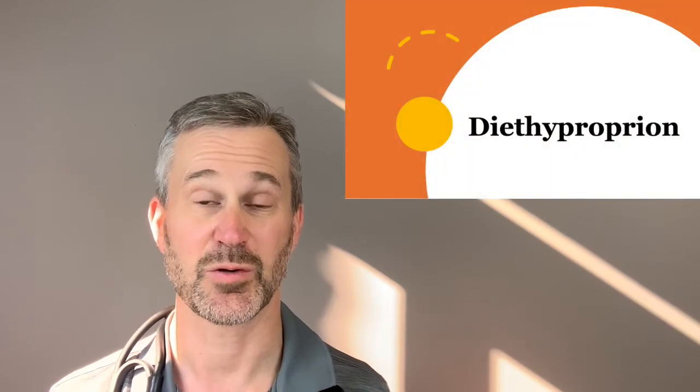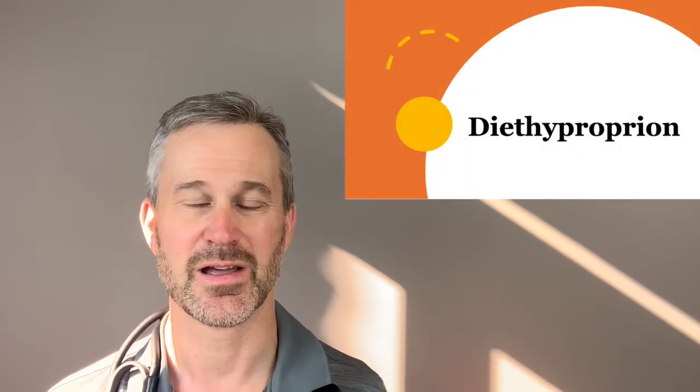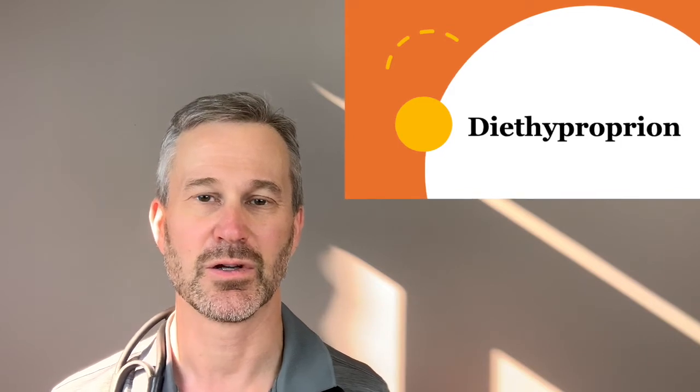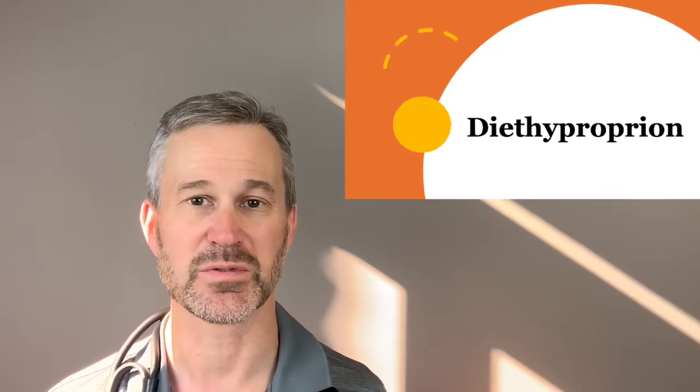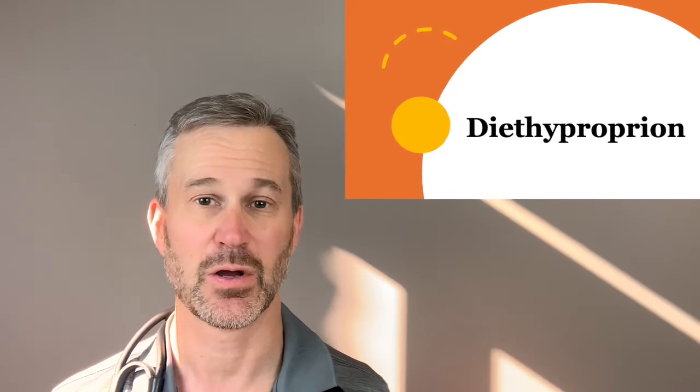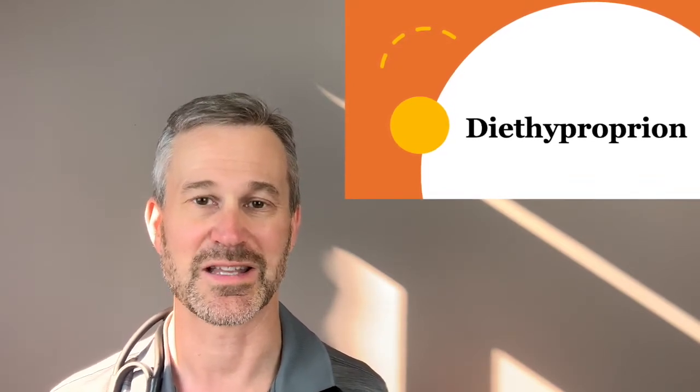The second medicine commonly used is called diethylpropion, sometimes called Tenuate. Tenuate also came out in 1959. Think of it as a milder, shorter-acting phentermine. Usually it comes in two forms, a 25 milligram immediate release or a 75 milligram extended release.